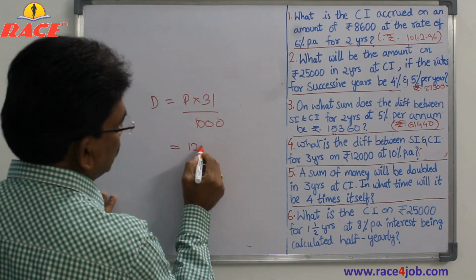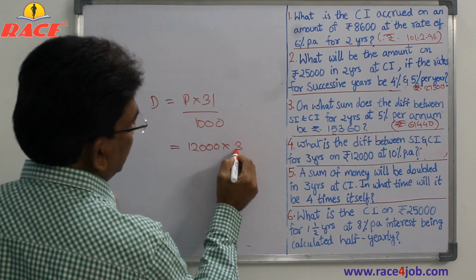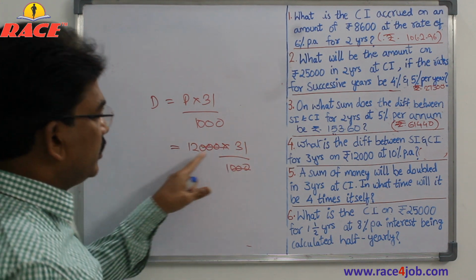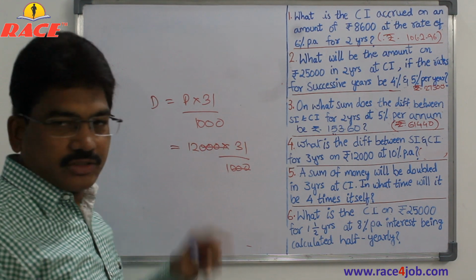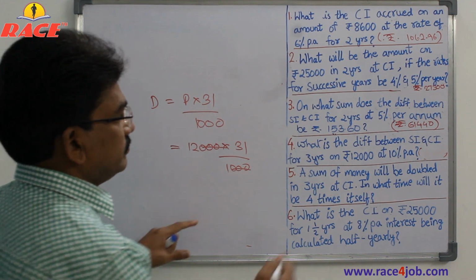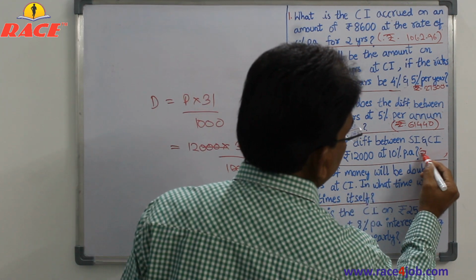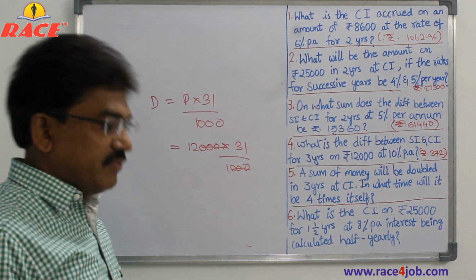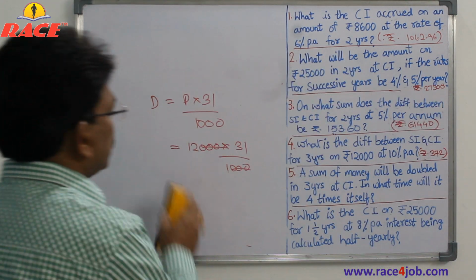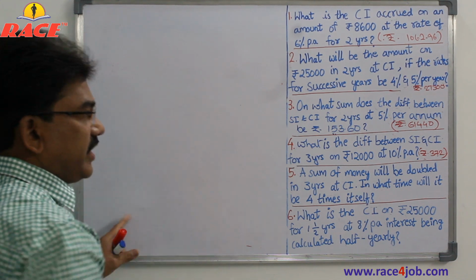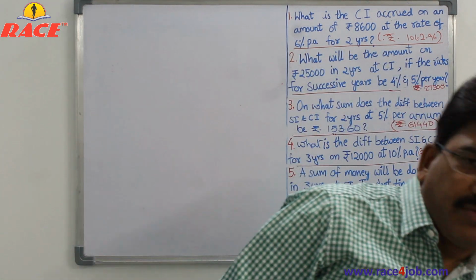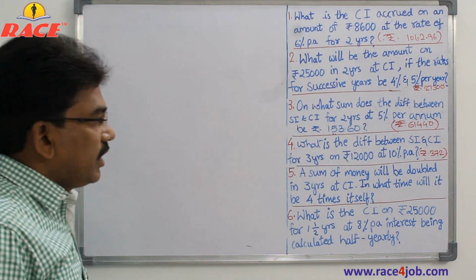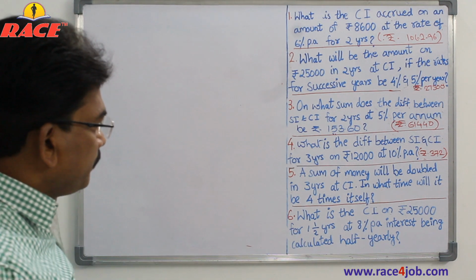So the principal is 12,000 rupees. 31 by 1000. So 12 into 31. 12 into 30 is 360, plus 12, 372. 372 is the answer. Very simple. Whenever he asks you the 2 year difference or 3 year difference, I think this will definitely give you an advantage to answer immediately. See the next question.